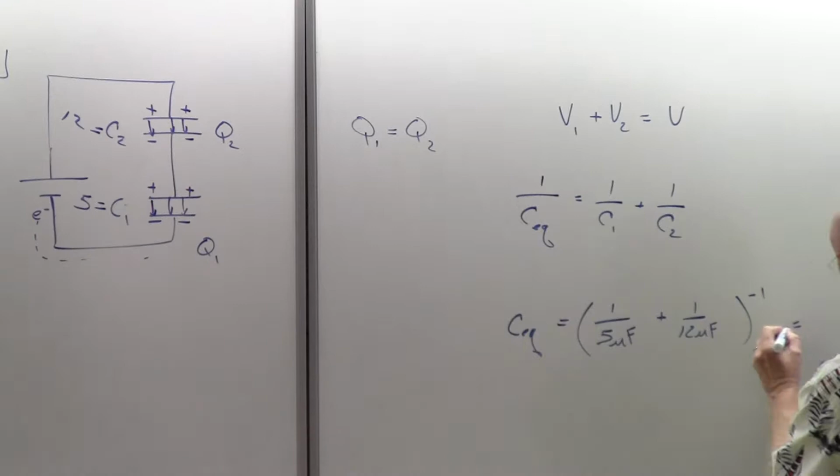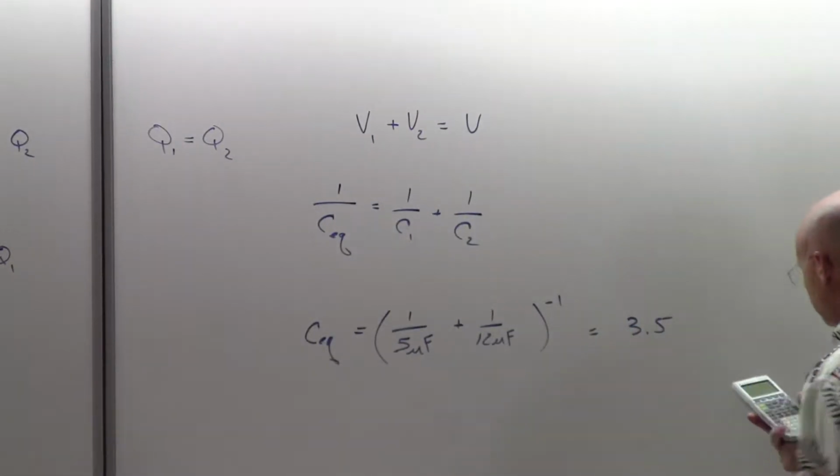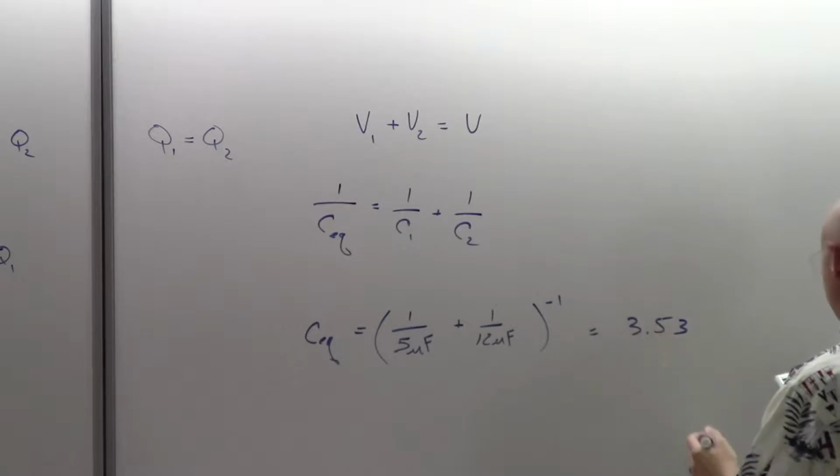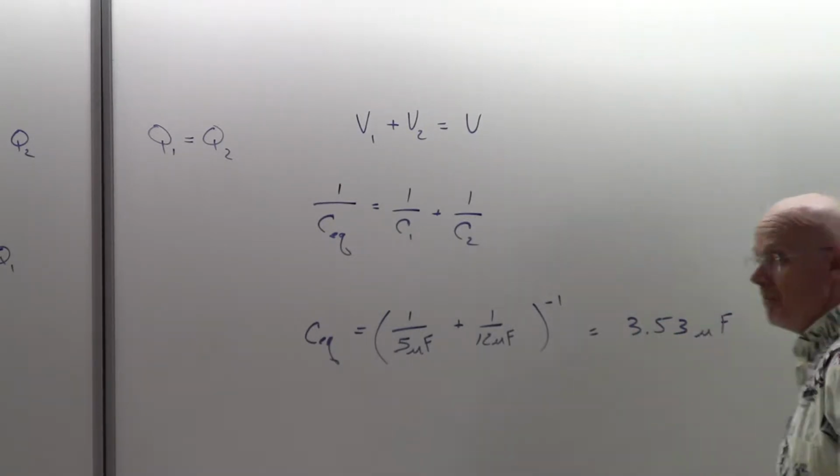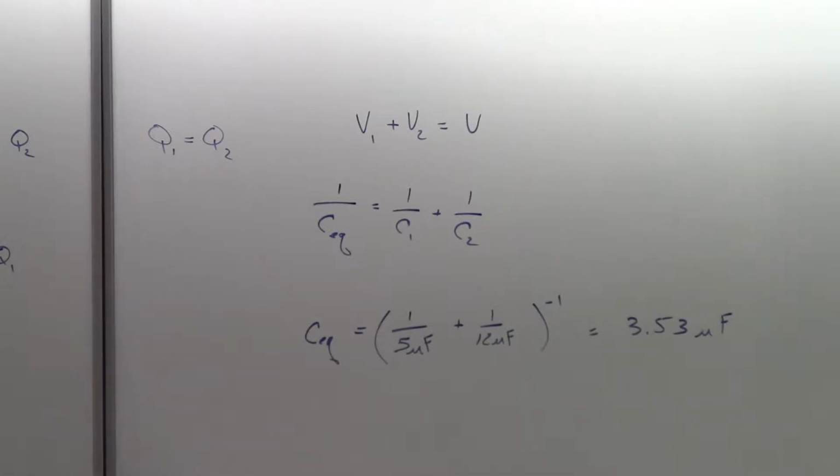And so what you'll get, in this case, is 3.53 microfarads. And so easy access to that reciprocal key is very nice. It's short, useful, but with all that said, do whatever works for you. If you like to go 1 divided by 5 plus 1 divided by 12, and then some more, feel free. But it's nice that the reciprocal key is there. But that's A. What's the equivalent capacitance of these two?